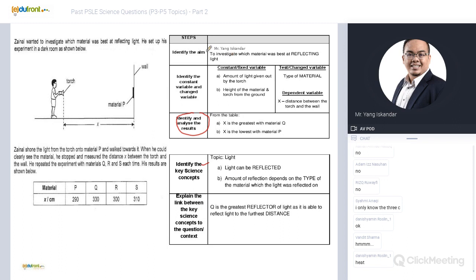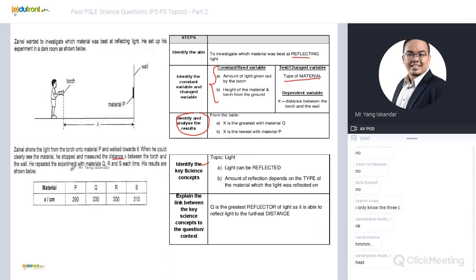Identify the aim, right? In the question, they say to investigate which material was best at reflecting light. The change variable, okay, it is given that it is a type of material. And the dependent variable is the distance between the torch and the wall, which is distance X. Now, constant variable is everything else, must be the same. Okay, one of it is the amount of light given out by the torch, or maybe you can say the type of torchlight, and the height of the material and the torchlight from the ground. So all these things must be fixed.